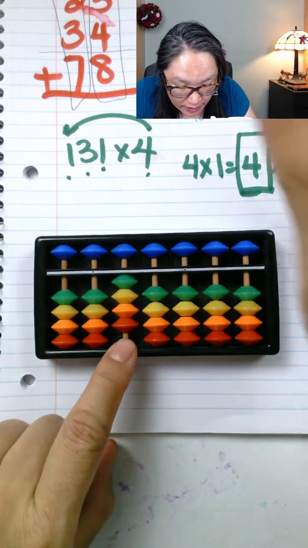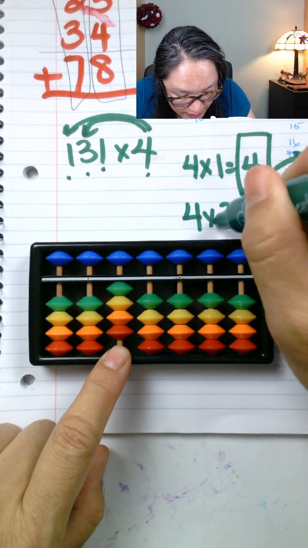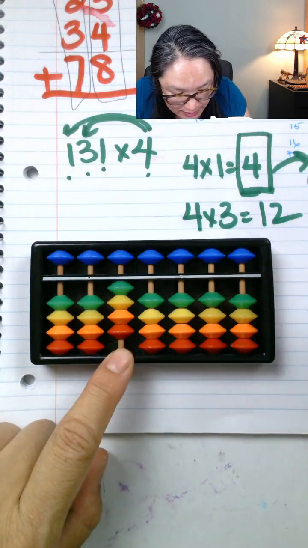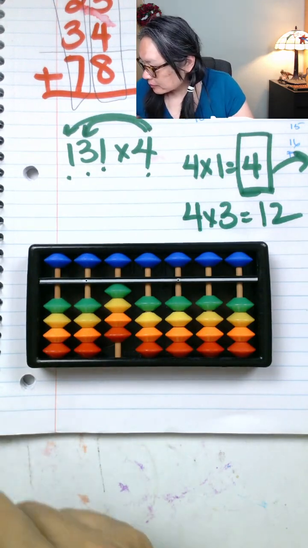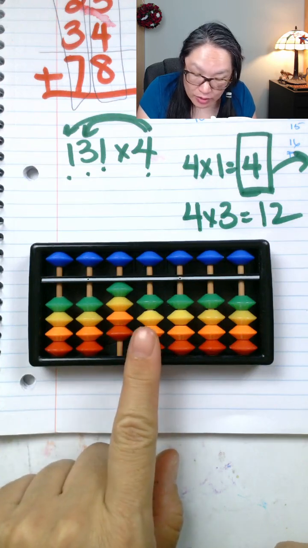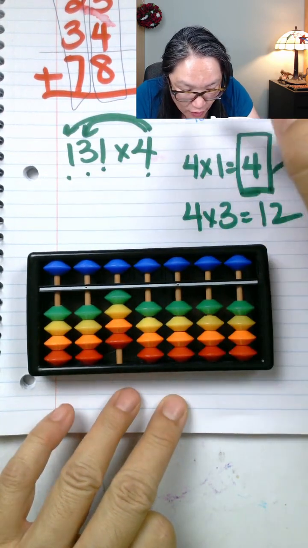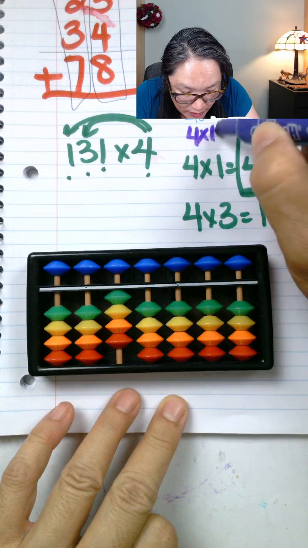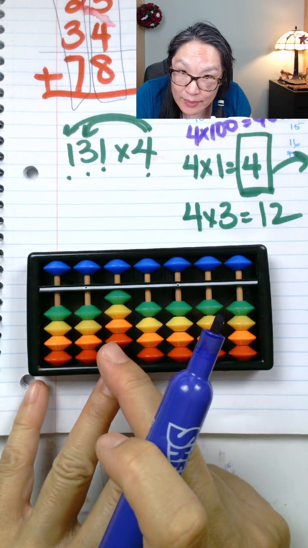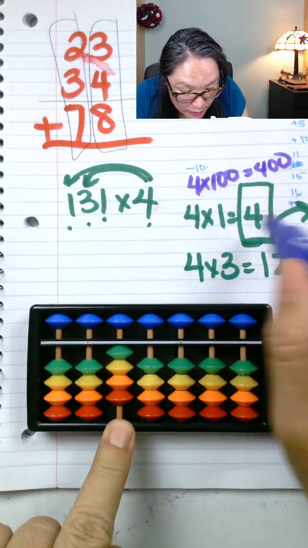Now what are we going to do? We got to do 4 times 3. Yep. 4 times 3 is equal to 12. When we add 12, what do we do? We need to add the 1 and we need to add the 2. Notice when I do 4 times 1, we don't say 4 times 100. It will equal 400. It already shows me on the abacus 400. So we just need to make the multiplication fact.